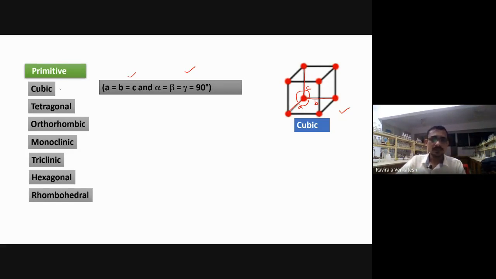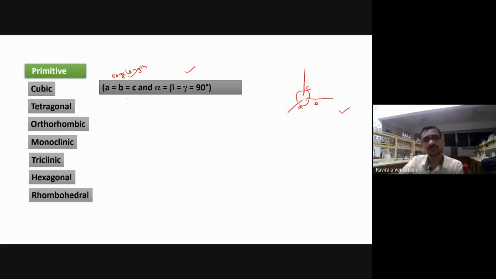That is called a simple cubic system, in which the constituent particles are present only at the corners, and a, b, c are the same. The edge lengths are always the same, and the angles between these edges are always the same.